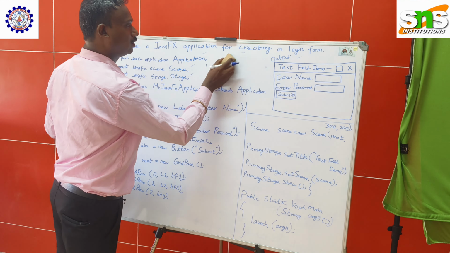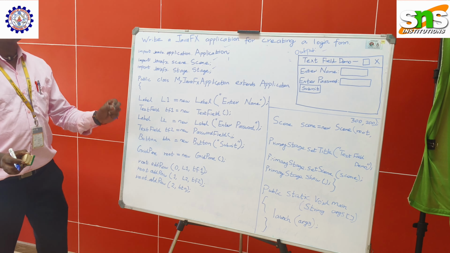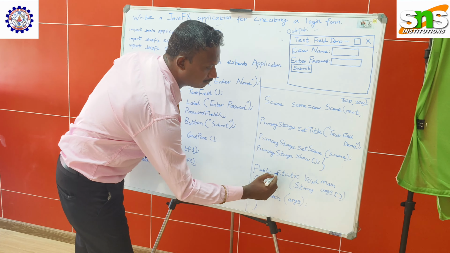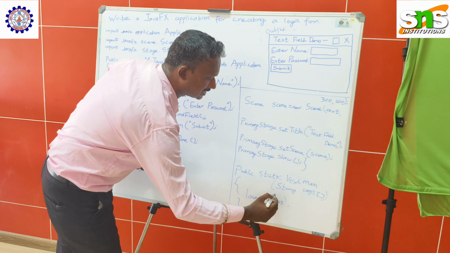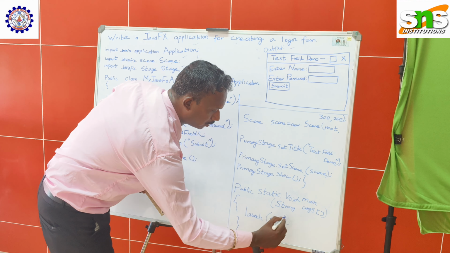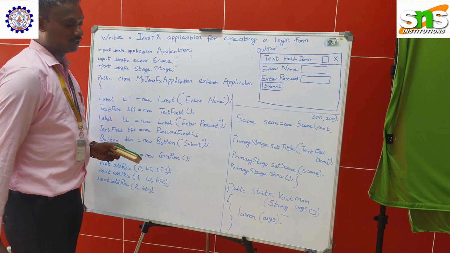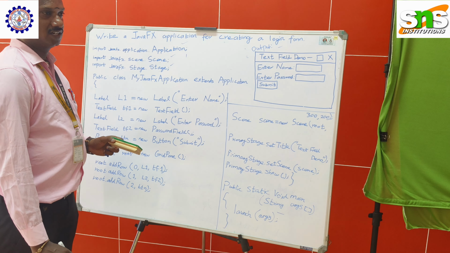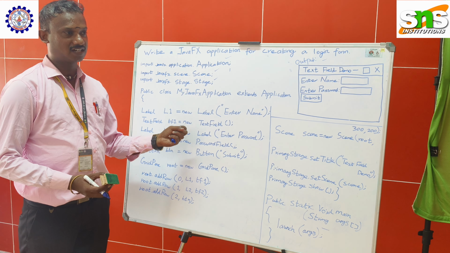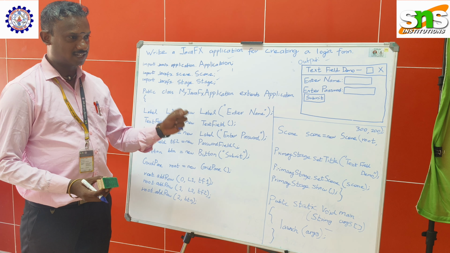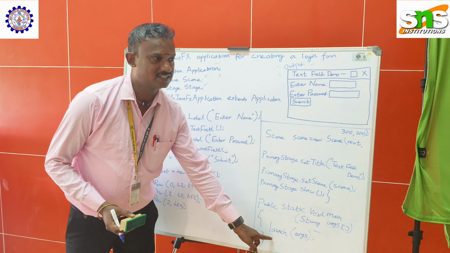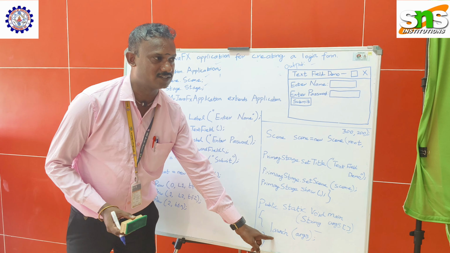As we all know, the actual execution of the program always starts from the main function. So this is the main function, public static void main. Here the actual execution starts. Here we have written one line, that is one method, named launch. Launch is a static method. It is available in the application class. The main purpose of this method is, if you want to initialize a JavaFX application, we must use the launch method.